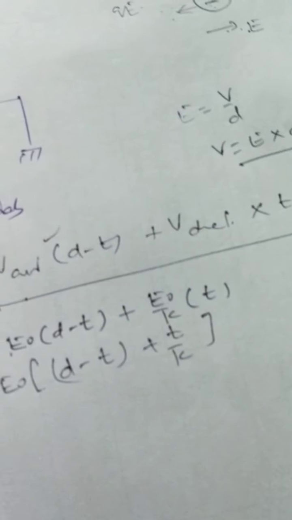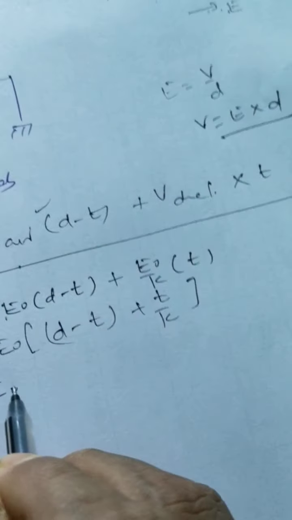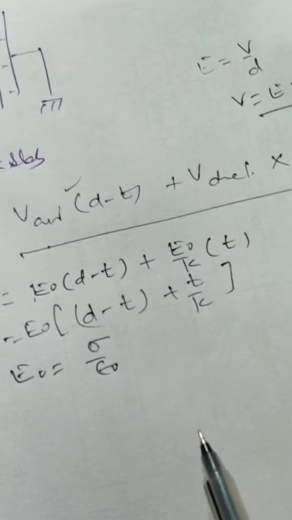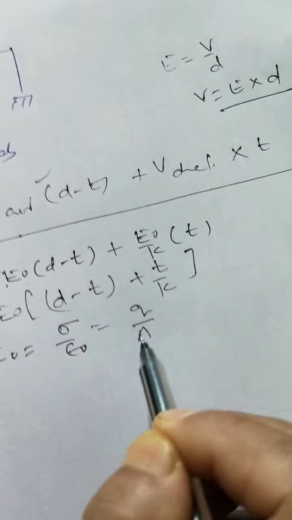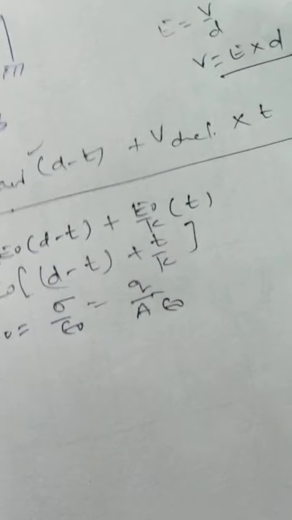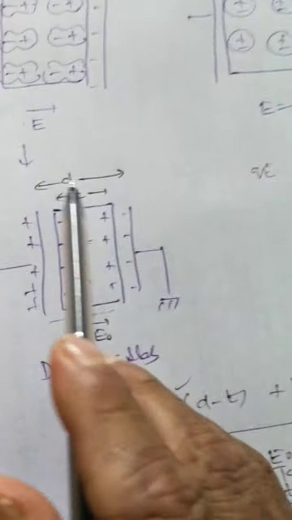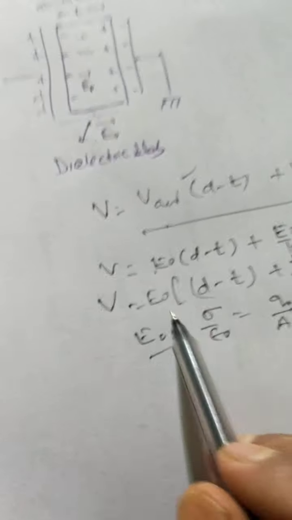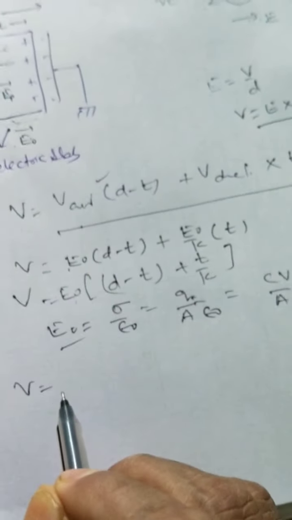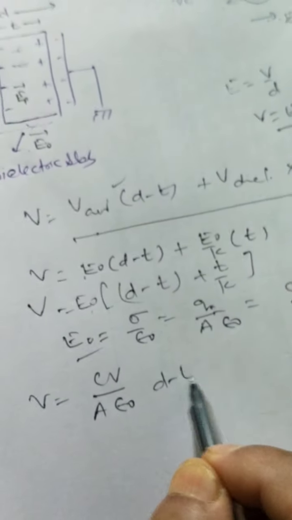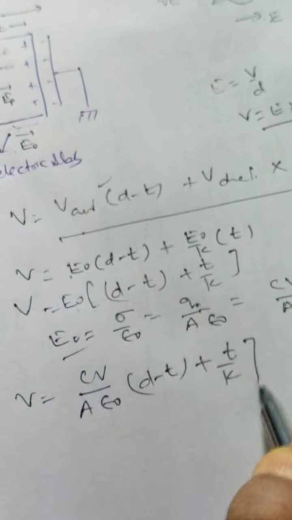This is the potential, and in the previous derivation we know E0 is equal to sigma by epsilon naught, and sigma is the charge by area, and this Q is CV. What is C? C is the capacitance of this parallel plate capacitor. It means that E0 is equal to CV into this. I am putting this value here. So V is equal to CV by A epsilon naught into D minus T plus T by K.